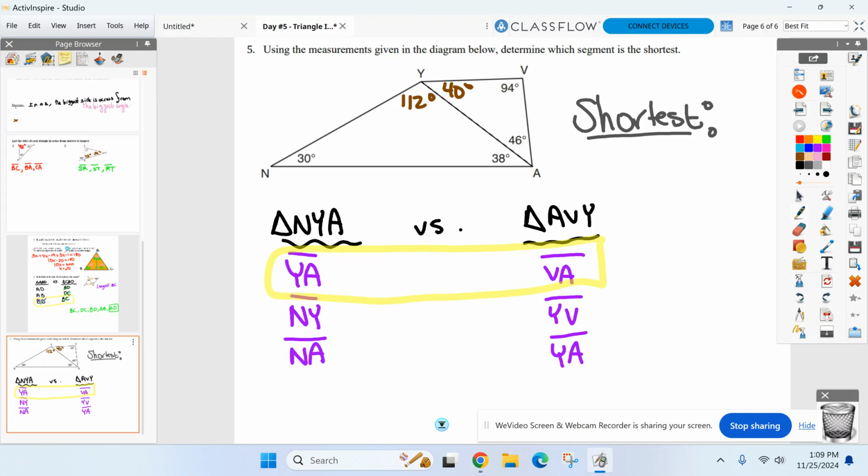YA. I can eliminate YA because wasn't YA the biggest one in the other one? So how can it be the shortest overall if it's the biggest one in the other triangle? And I've already ranked two that are smaller than it right here. You told me in your rankings these two were smaller than YA, so there's no way YA can be the smallest overall, so it's got to be VA. Okay, VA. Questions?